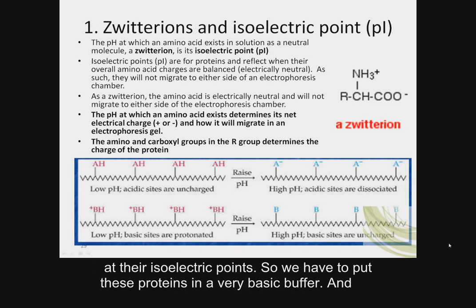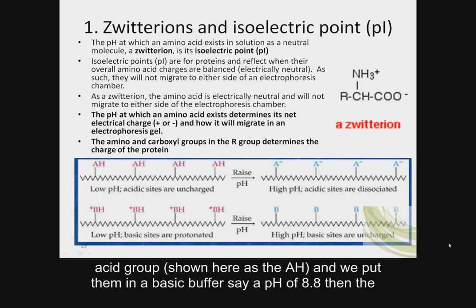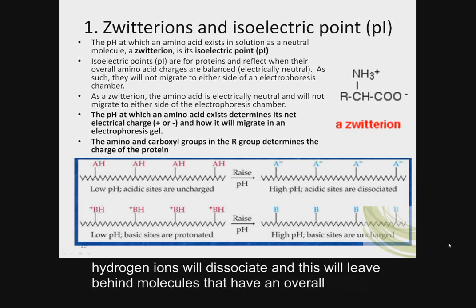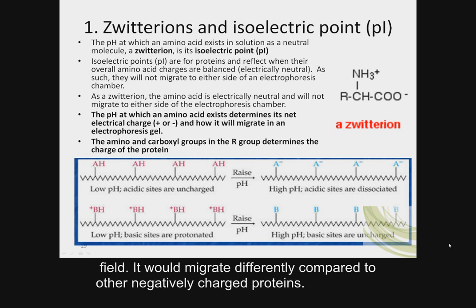And what you're seeing down here in the bottom square is that if we take proteins that have an acid group, shown here as the AH, and we put them in a basic buffer, say a pH of 8.8, then the hydrogen ions will dissociate, and this will leave behind the molecules that have an overall negative charge. This protein will most certainly now separate in an electric field. It would migrate differently compared to other negatively charged proteins.